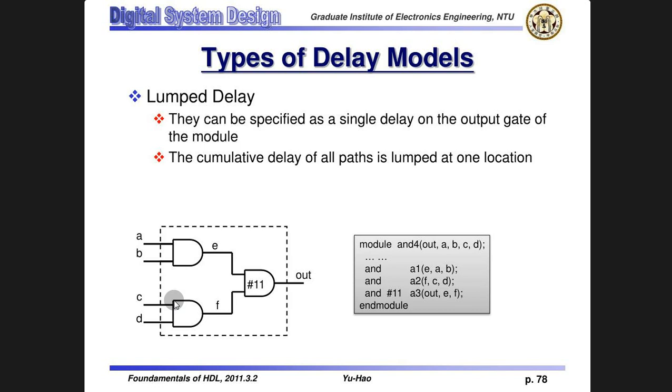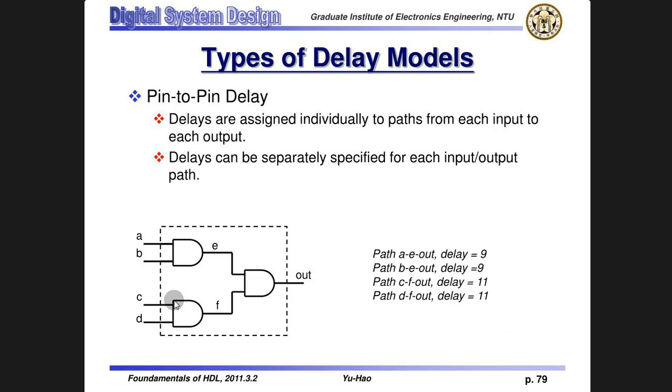Lumped delay can be specified as a single delay on the output gate of the module. In this case we don't calculate each and every logic gate, we only calculate the lumped delay of the very final AND gate that is connected to the output port of the specific module. The cumulative delay of all paths is lumped at one location, that's why it is known as lumped delay. Okay, pin to pin delay.